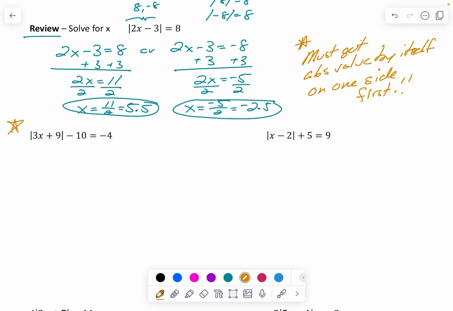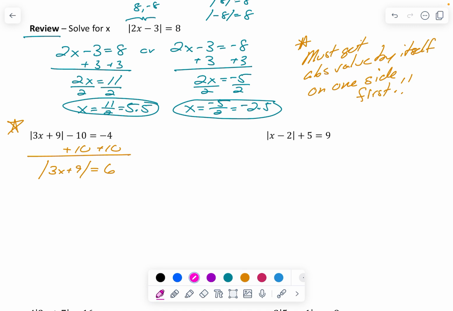In other words, we can't look at this and say, oh, the absolute value equals a negative, we have no solution. No, the absolute value is not by itself on one side. We need to get the absolute value by itself on one side. Then, only then can we consider our two answers. So step 1 here is to add 10 to both sides. Then we have absolute value of 3x plus 9 equals 6.